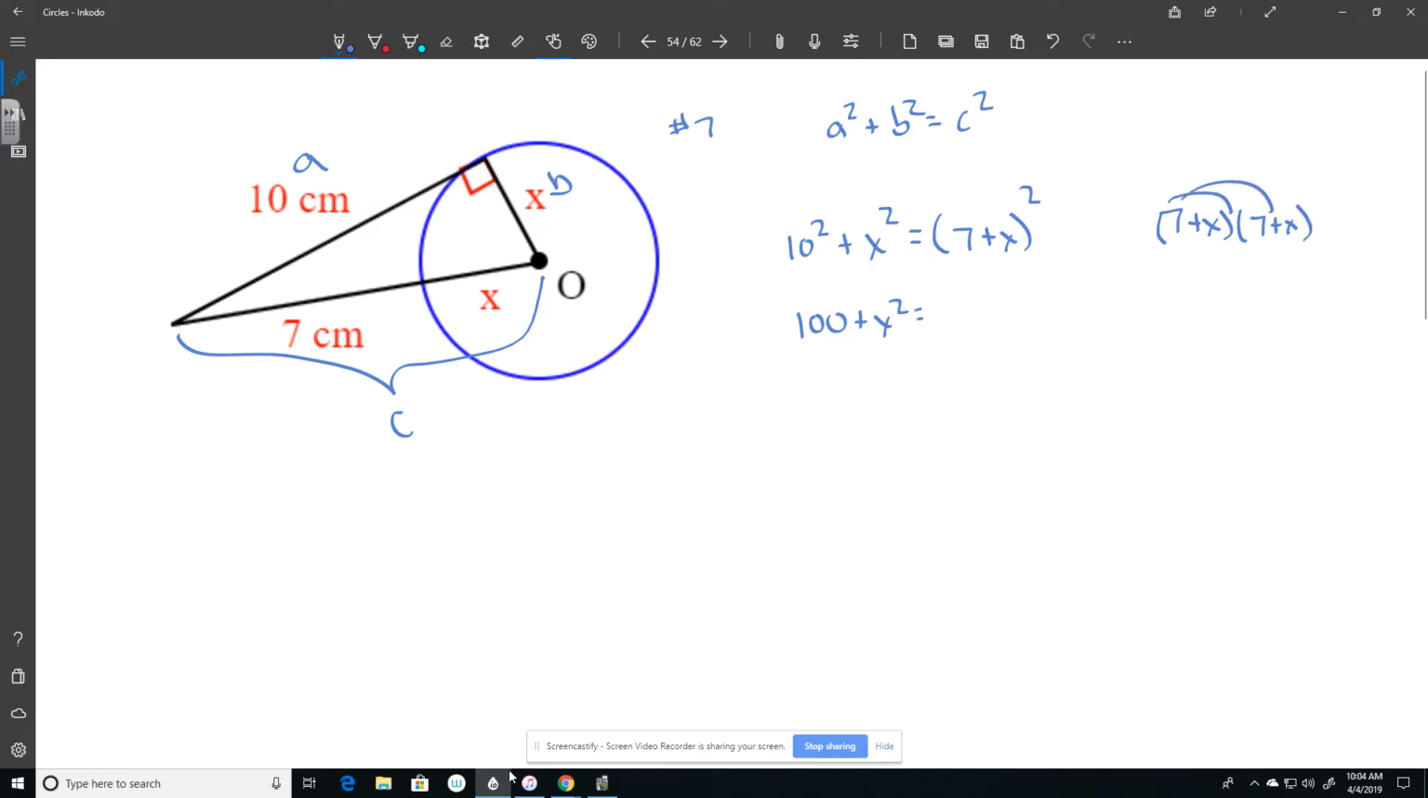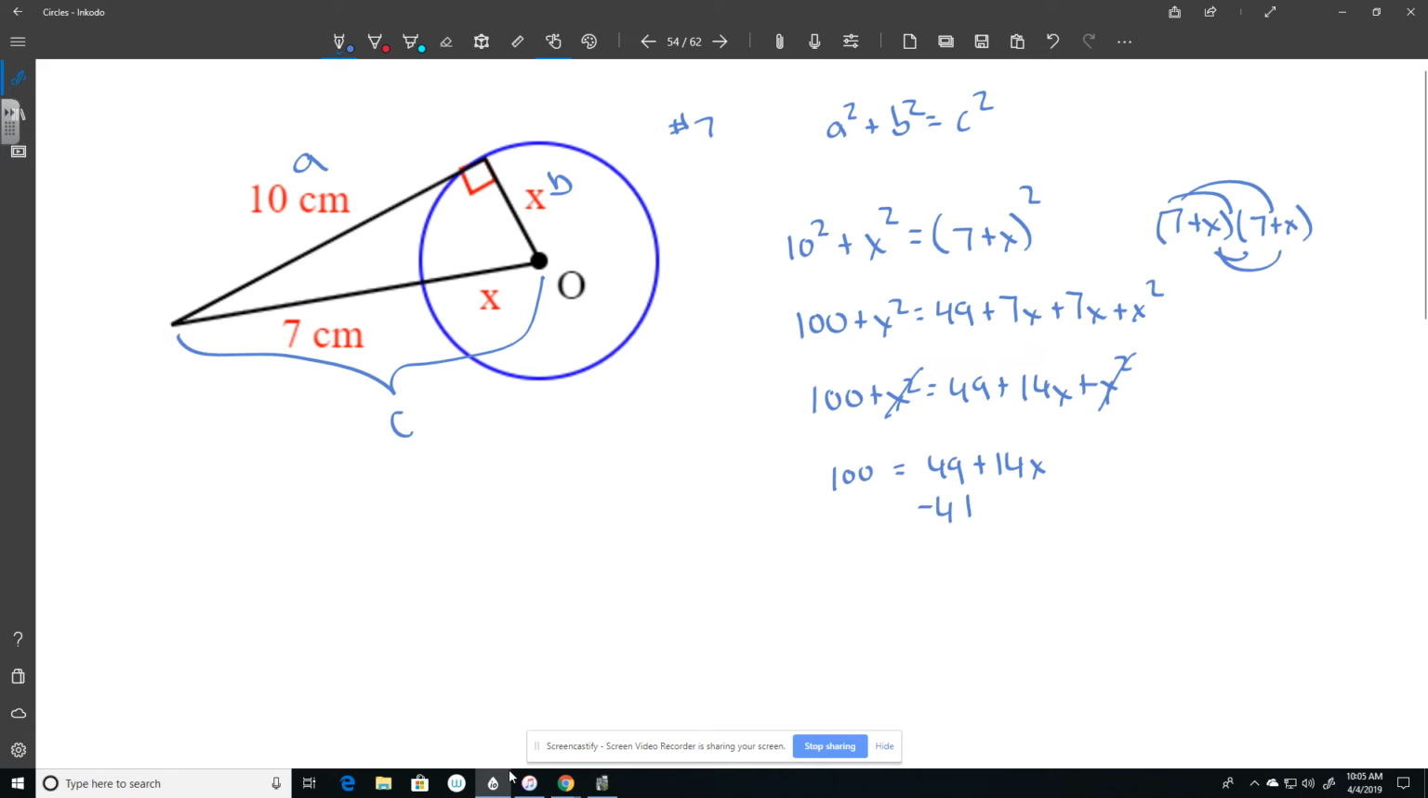And we have to FOIL. We have to multiply everything. So that ends up being 49 plus 7x plus 7 more x plus x squared. So 100 plus x squared equals 49 plus 14x plus x squared. So I have lots of x's, but I have a plus x squared on the left and a plus x squared on the right. So those are going to cancel each other out. So I'm left with 100 equals 49 plus 14x.